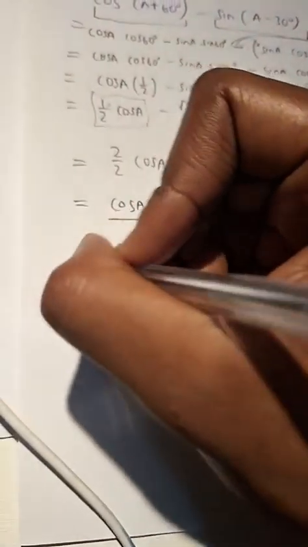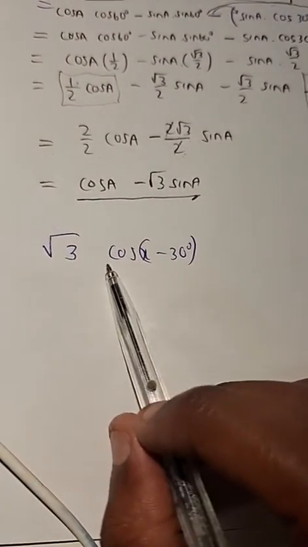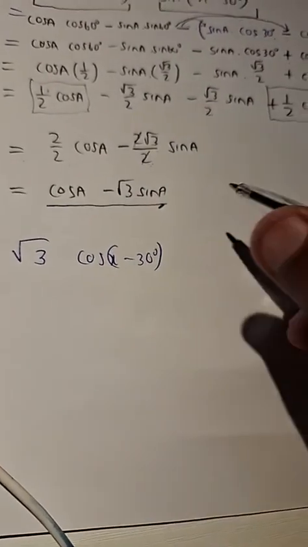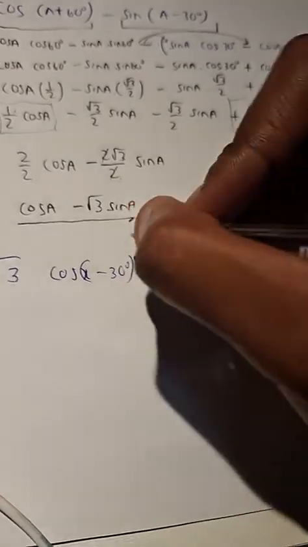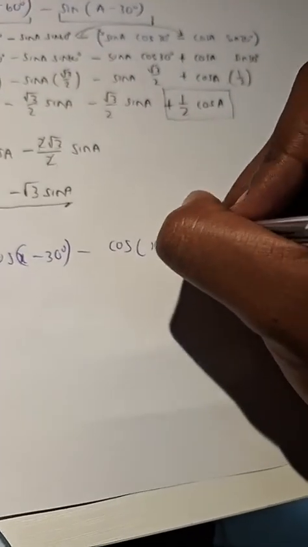Let's do one more that's like this. Okay, hopefully I've driven in the concept here, but let's do one more. And yeah, simplification is very important. Root 3 cos x minus 30 degrees. Okay, root 3 minus cos of x minus 60 degrees.